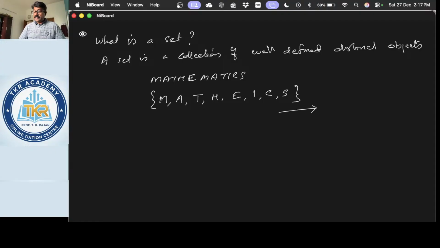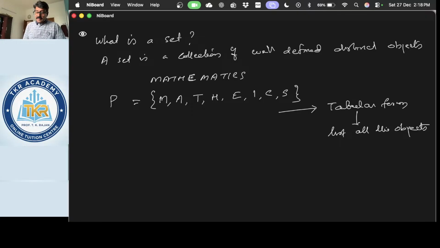This way of writing a set is called tabular form. So in tabular form, we will list all the objects. And also we will name this set. Some name we will give for this set by using some capital letter, say P. P is equal to the set {M, A, T, H, E, I, C, S}. So these letters are clearly well defined because these are the alphabets in the word mathematics. So it is a well defined collection, therefore it is a set.